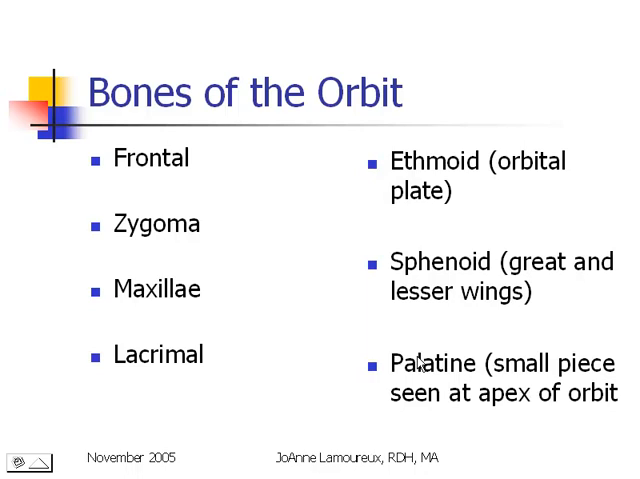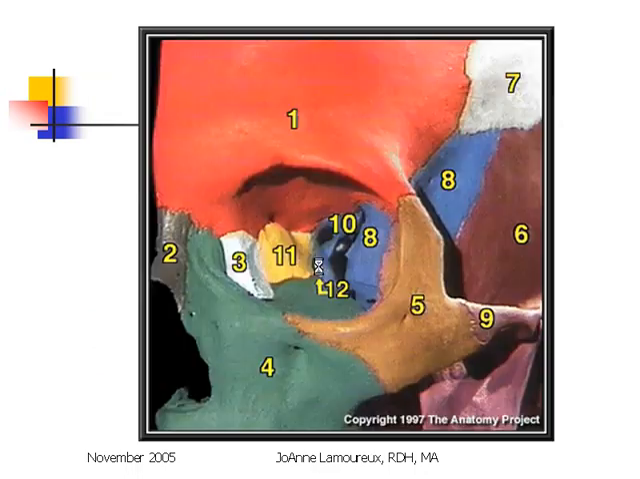Let's take a little closer look at the eye orbit. These are the 7 bones that make up the eye orbit. You're looking at a left orbit here. The bones are colored so they're a little easier to identify. This is the frontal bone that makes up the upper rim of the orbit. The lateral wall, or the outside of the orbit, is the zygoma. The bone you see in green is our maxilla.